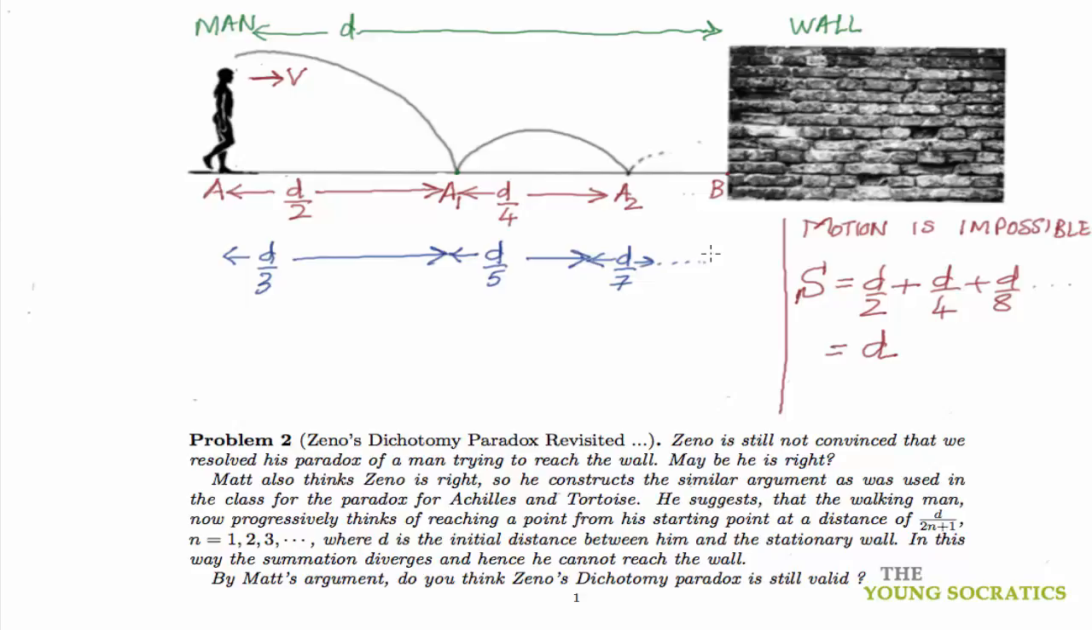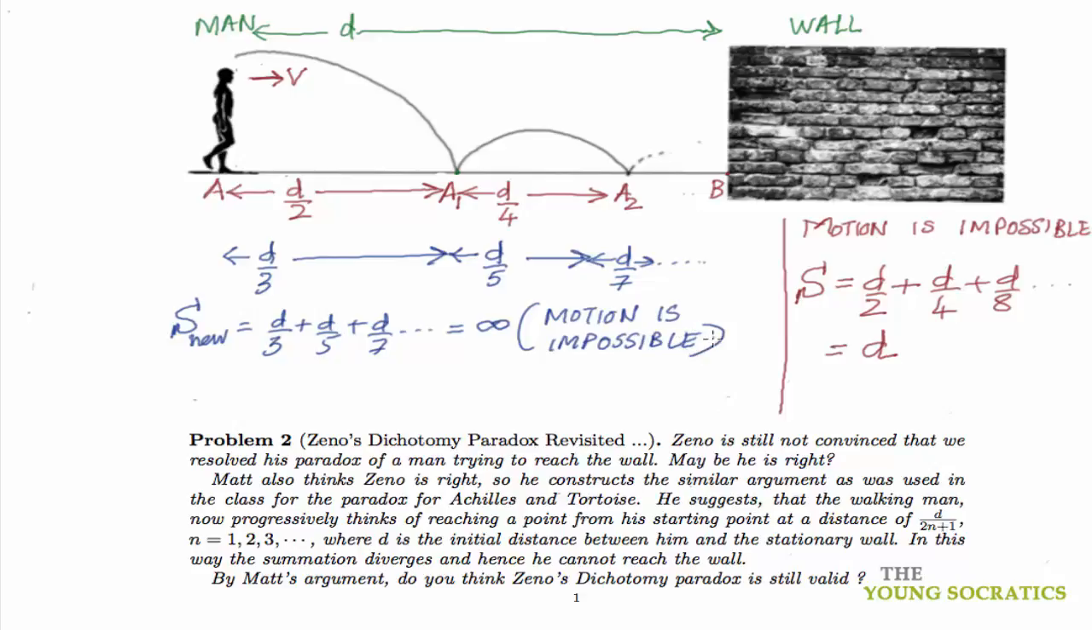Just like we argued in the problem of Achilles and the tortoise, this distance now, call it nu, is d/3 plus d/5 plus d/7, which diverges and is infinite. Hence Matt concludes, yes, motion is not possible because to reach the wall you'll have to cover infinite distance and your speed is finite. So you'll reach the wall only in infinite time, which means motion is impossible.